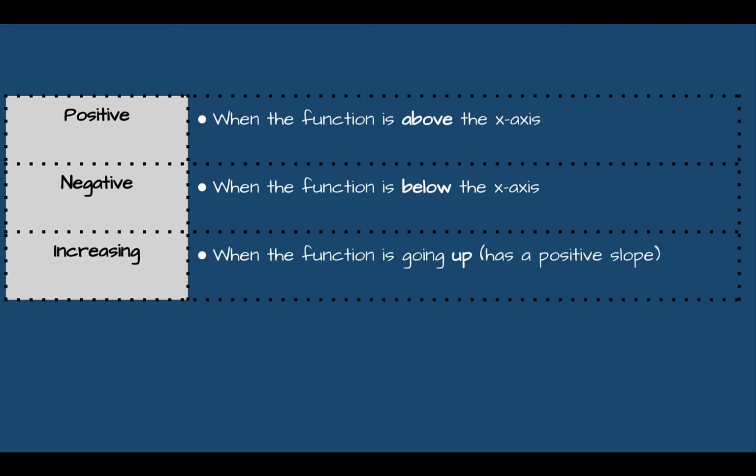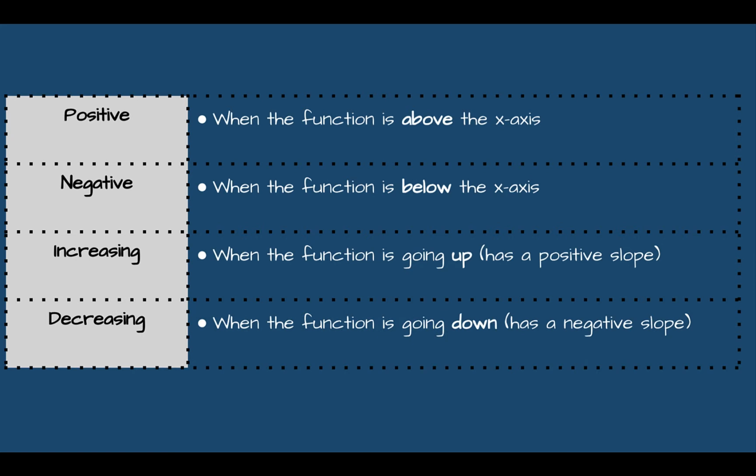Our other 2 words are increasing, so that's when the function is going up or has a positive slope. Don't get that word positive confused. So if you're reading the graph left to right, increasing is where the graph is going up. Decreasing is the opposite, where the function is going down, or at that point would have a negative slope. Again, please don't confuse that word negative slope with a negative function. So increasing is going up, decreasing is going down.